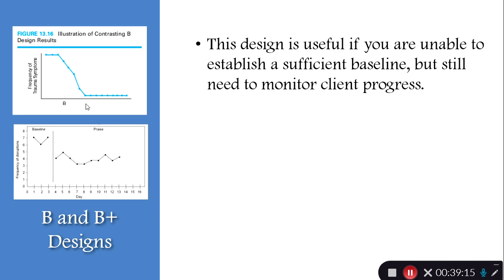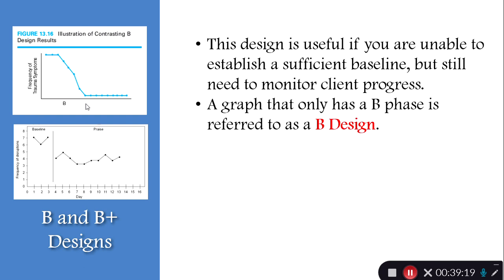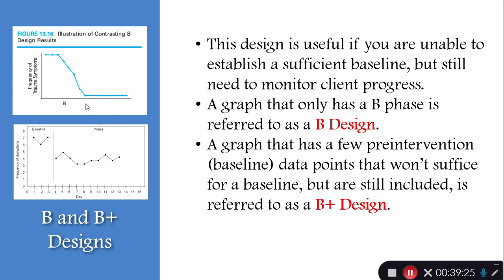And then finally, we have the B and the B+ design. So this design is useful if you are unable to establish a sufficient baseline, but you still need to monitor client progress. So a graph that only has a B phase is referred to as a B design. So for example here, this would be a B design. So we don't see a baseline phase here at all.